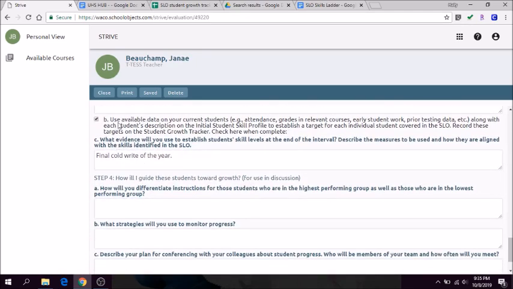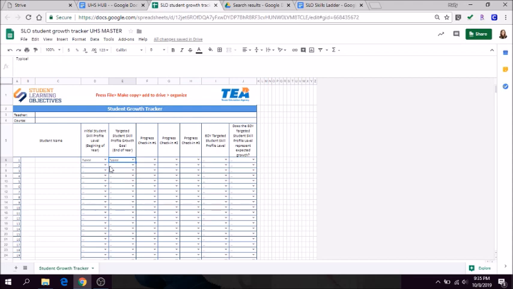So this B piece is use data on your current students along with the description to establish a target for each individual student. What this box is saying is, okay, now that I've written step 3, have I gone into my student growth tracker and looked at all of my students and made a target growth goal for them? Once you do that, you can say yes.